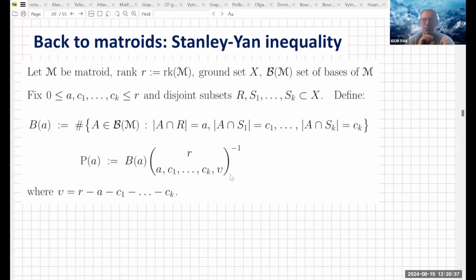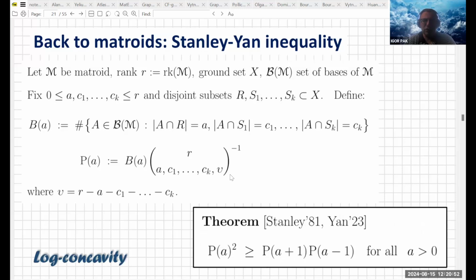Turns out that this is the most important number. So again, this is just a scaled number of the number of bases with given intersections with a sequence of disjoint subsets. And as you can imagine, and probably have guessed by now, the sequence is going to be log-concave. So P of A squared is greater or equal to P of A plus one times P of A minus one for all A. And yes, Christian.